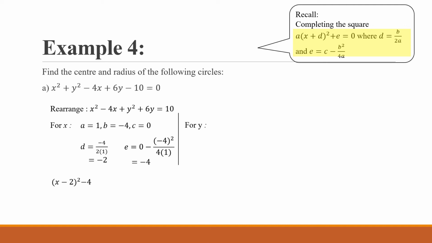So, repeat the same step for y. The value for a is 1, b is 6, c is 0. So, the value for d is negative 2 and e is negative 9. The completing the square for y is (y - 2)² - 9.